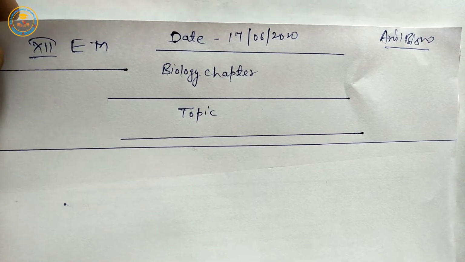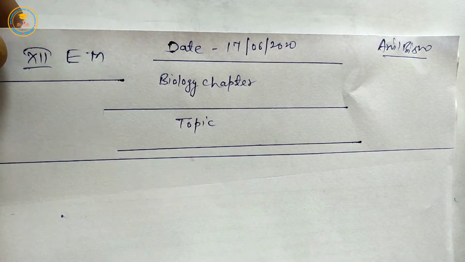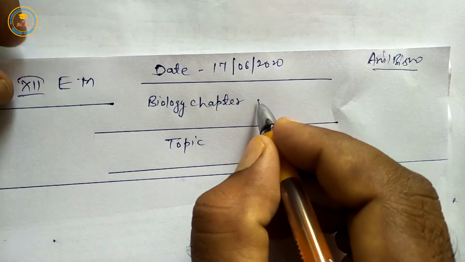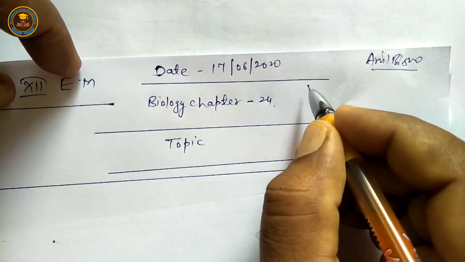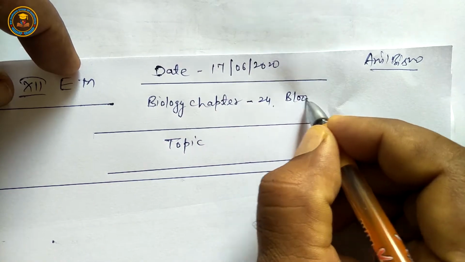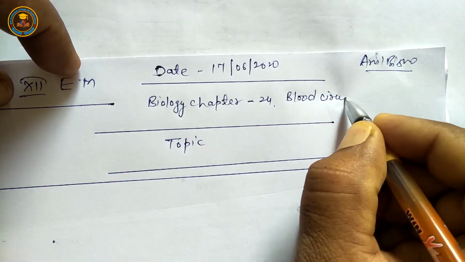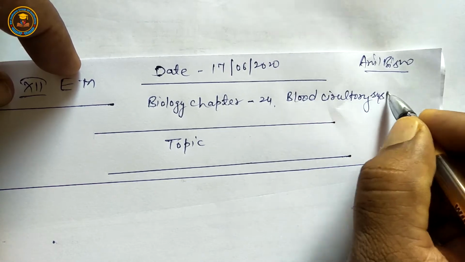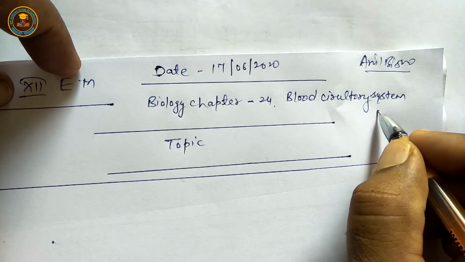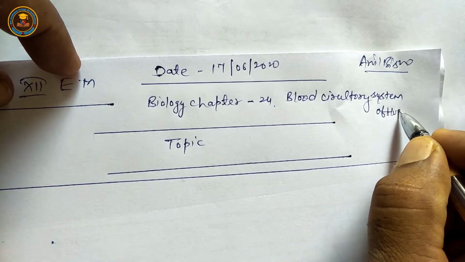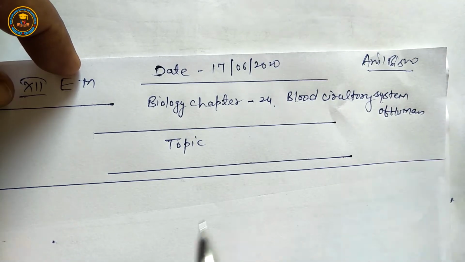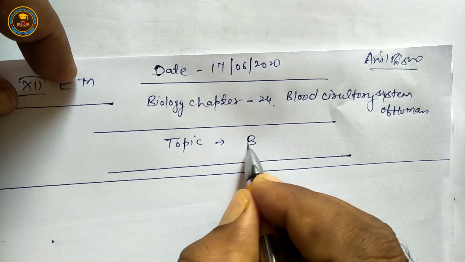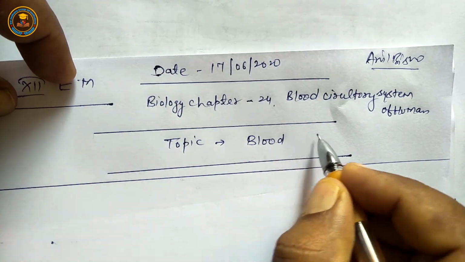Students, good morning. Today we are starting again class 12th biology chapter 24, blood circulatory system of human, and today's topic is blood corpuscles.